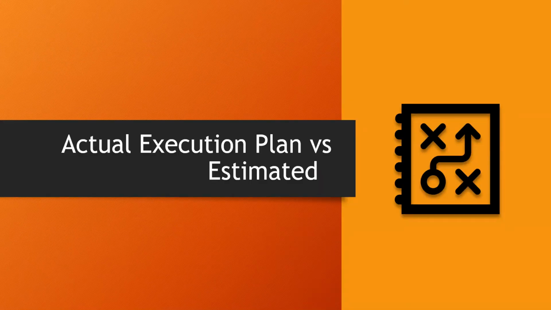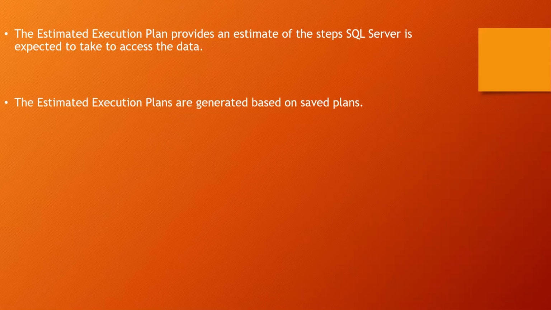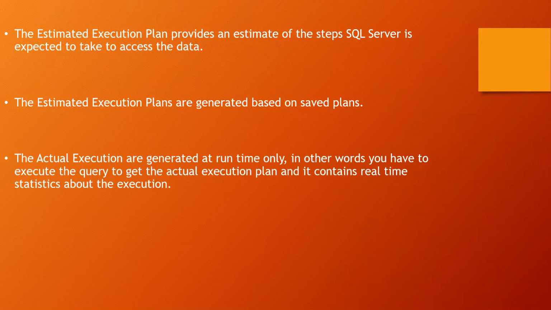What is the difference between actual and estimated execution plans? The estimated execution plan provides just an estimate of the steps SQL Server is expected to take to access or fetch the data. The estimated execution plans are generated based on saved plans. In the past slide, we saw that when execution plans are created, they are also cached. So those become the estimated execution plans.